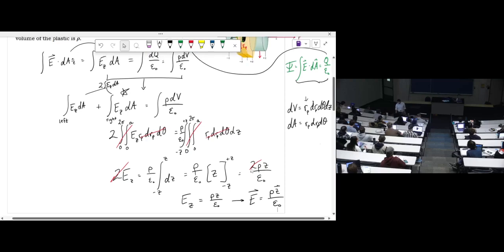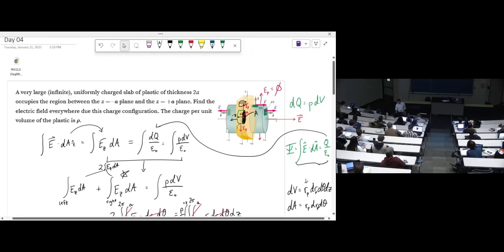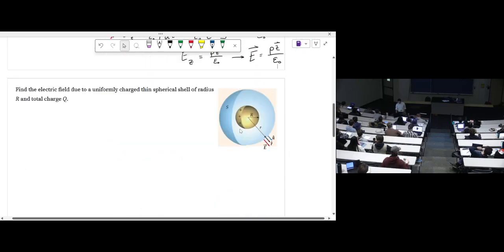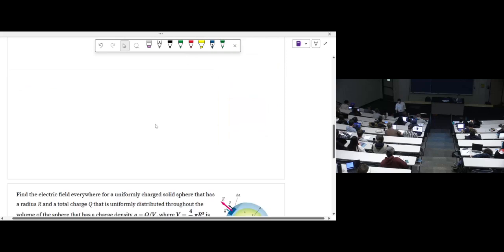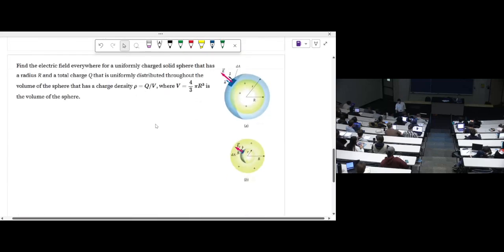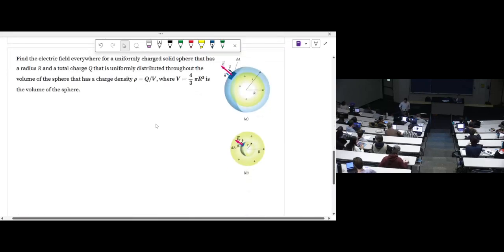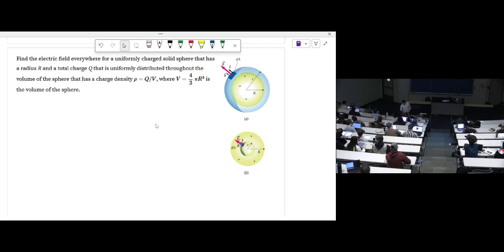I'll let you see my solution on Canvas for the pillbox that is outside, where we get the exact same result as last time, but since we've already seen that result, let's move on. Let's do this one right here. Find the electric field everywhere for a uniformly charged sphere that has a radius r and a total charge q that is uniformly distributed throughout the volume of the sphere, which has a charge density rho equal to q over the volume, where V is 4/3 pi r cubed.